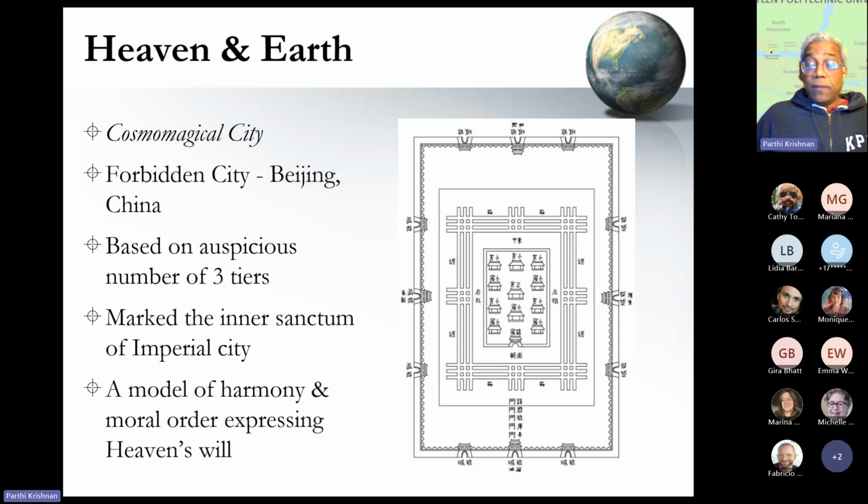So the Forbidden City itself marked the inner sanctum of the imperial city, and this is to reflect the model of harmony and moral order, which expresses the will of the heaven. So it is by rituals and cosmic correctness, which imbibes in the city form through some form of divination or orientation, and this gives us the rectangular or square grid that is defined by walls and gates. So if you are cognizant of the traffic pattern in this part of the world, you'll notice that a grid pattern is often repeated in many parts of the world.